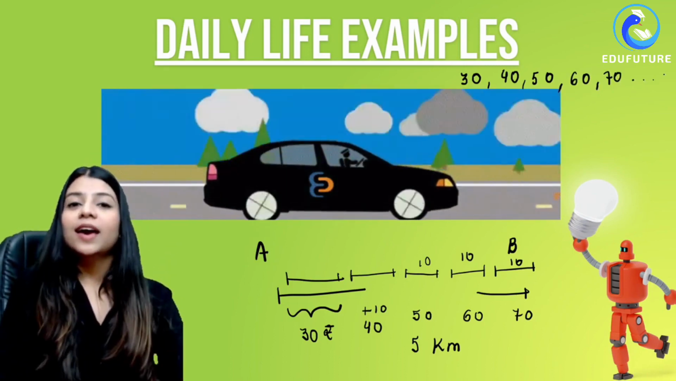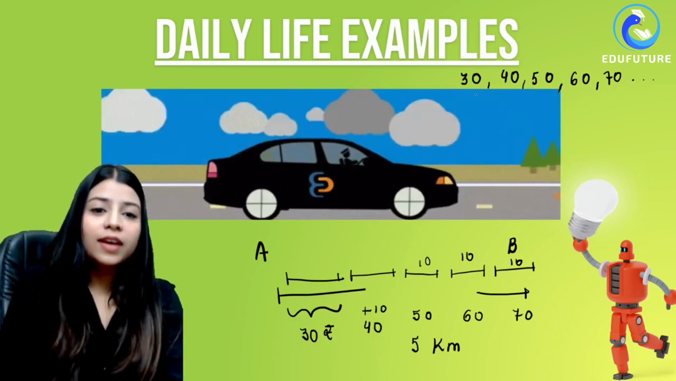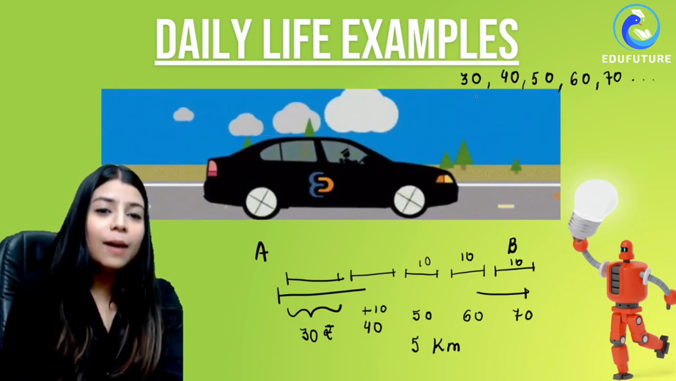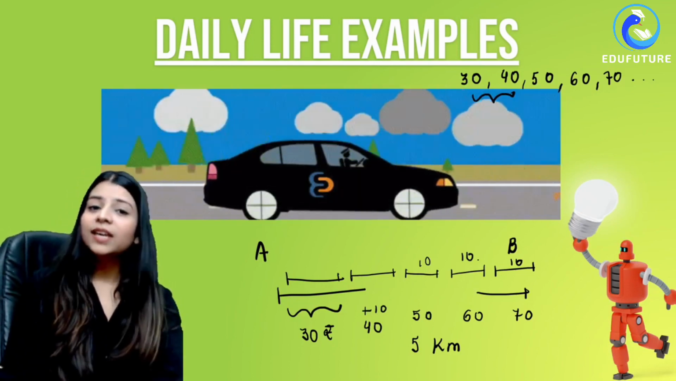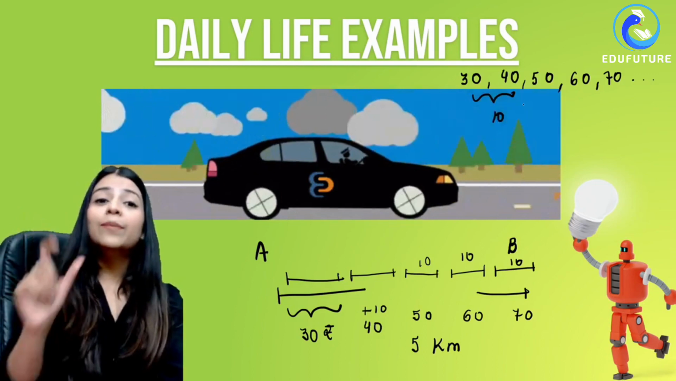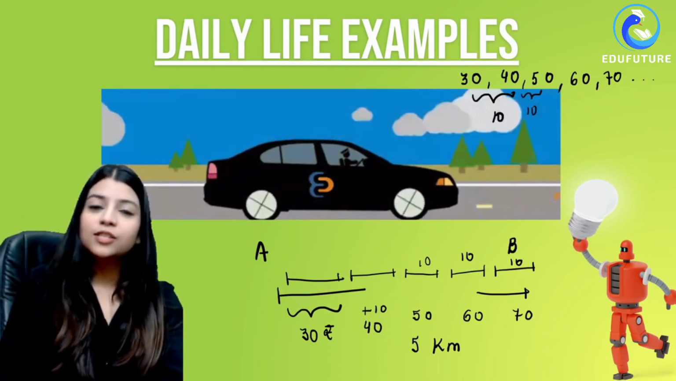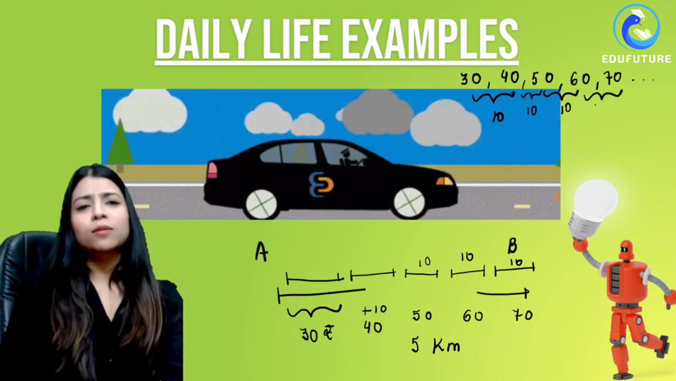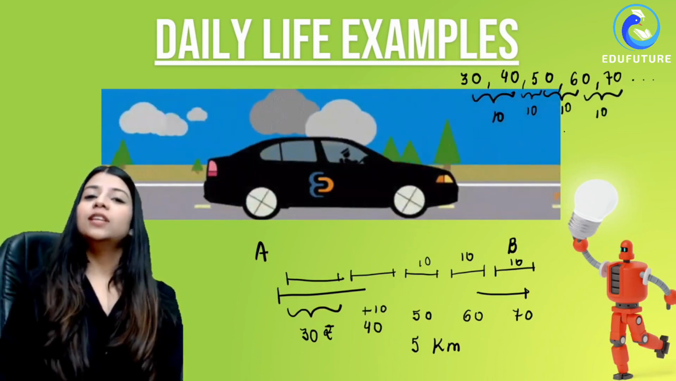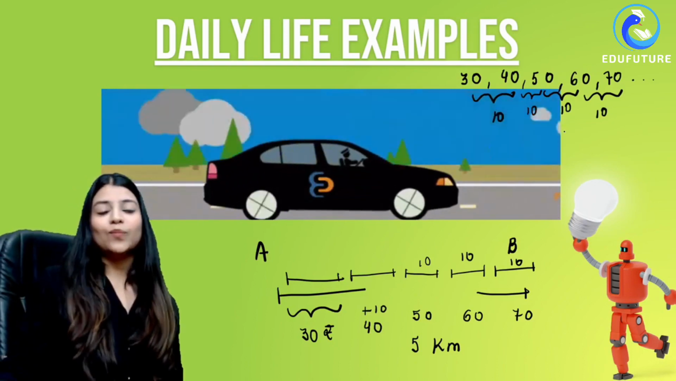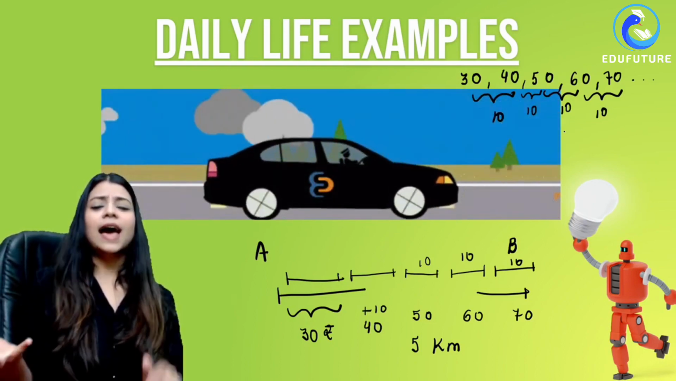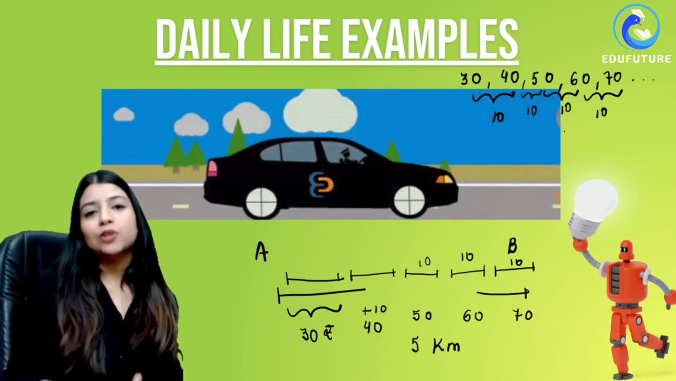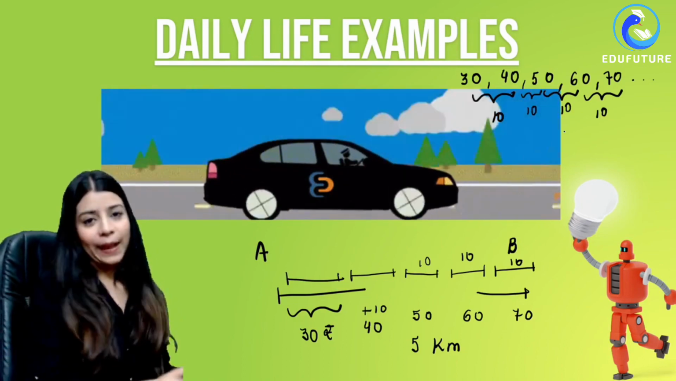Right? So again, we can see that the gap between any two numbers is the same. That is, the gap between 30 and 40 is 10. The gap between 40 and 50 is also 10. The gap between 50 and 60 is also 10, and so with 60 and 70. So this again forms my AP because the first term is fixed and a fixed constant amount is added to the next term, so it forms a constant AP.